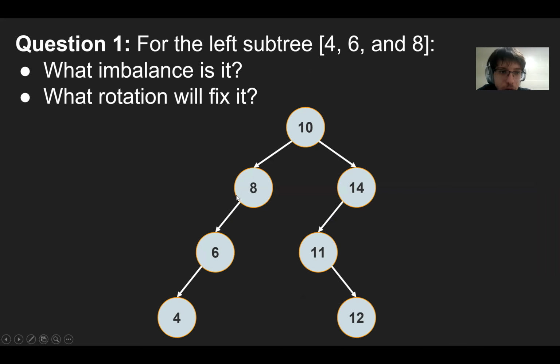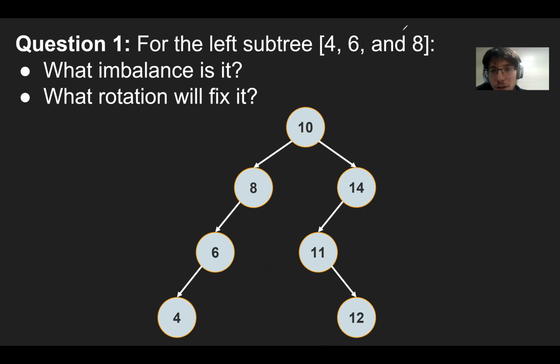Okay. So question, for the left subtree 4, 6, and 8, what imbalance is it? And what rotation is going to fix it? So you can pause and answer. Okay, so let's answer this question. The problem is 8 has left minus right, 2. And 6, left minus right, 1. I also notice, maybe even simpler because we can actually see it, it's left followed by left, and 8 has nothing on its right. So it's a left, left.